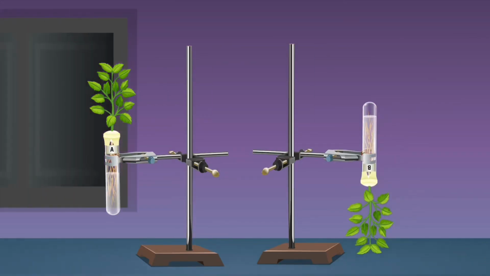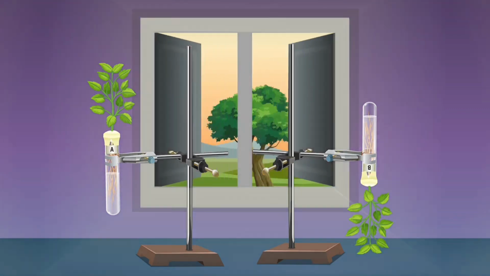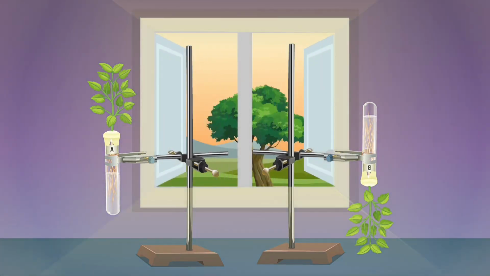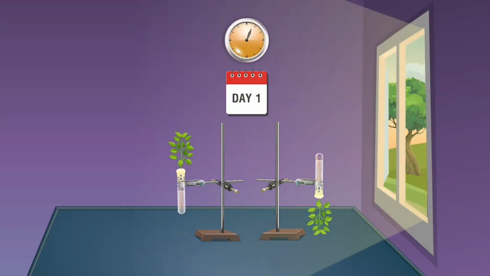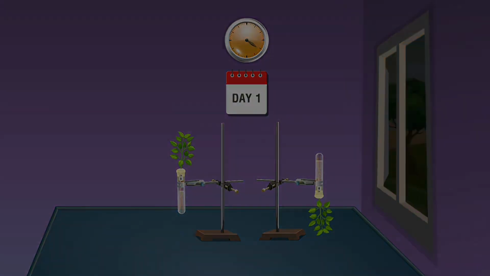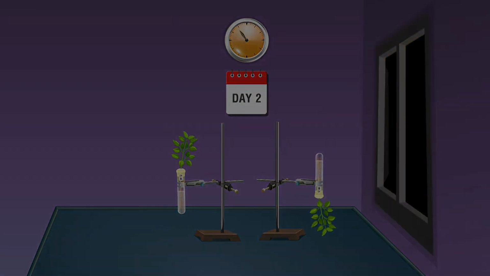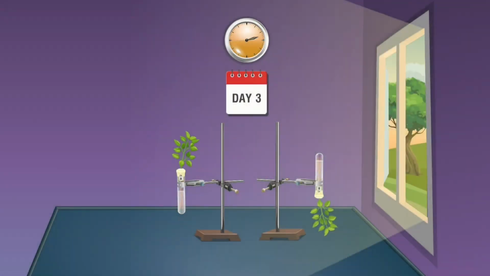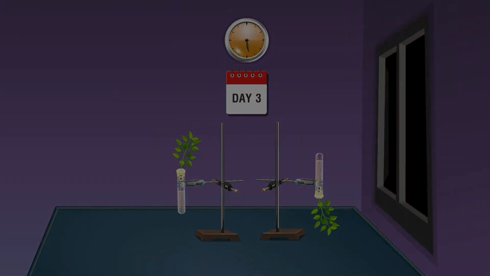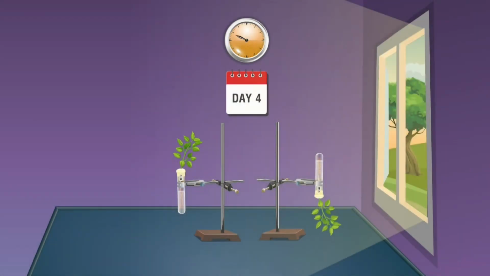Place the 2 laboratory stands near a window such that direct sunlight falls on the 2 plants. Observe the plants in each boiling tube on day 1, day 2, day 3, and day 4.